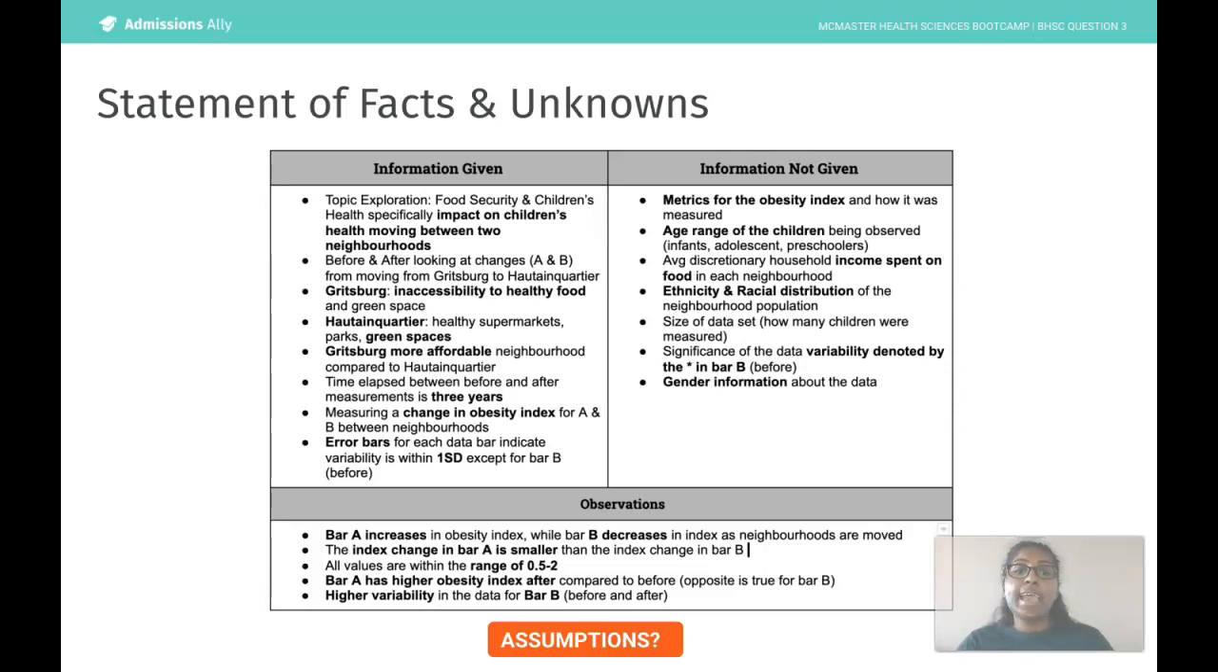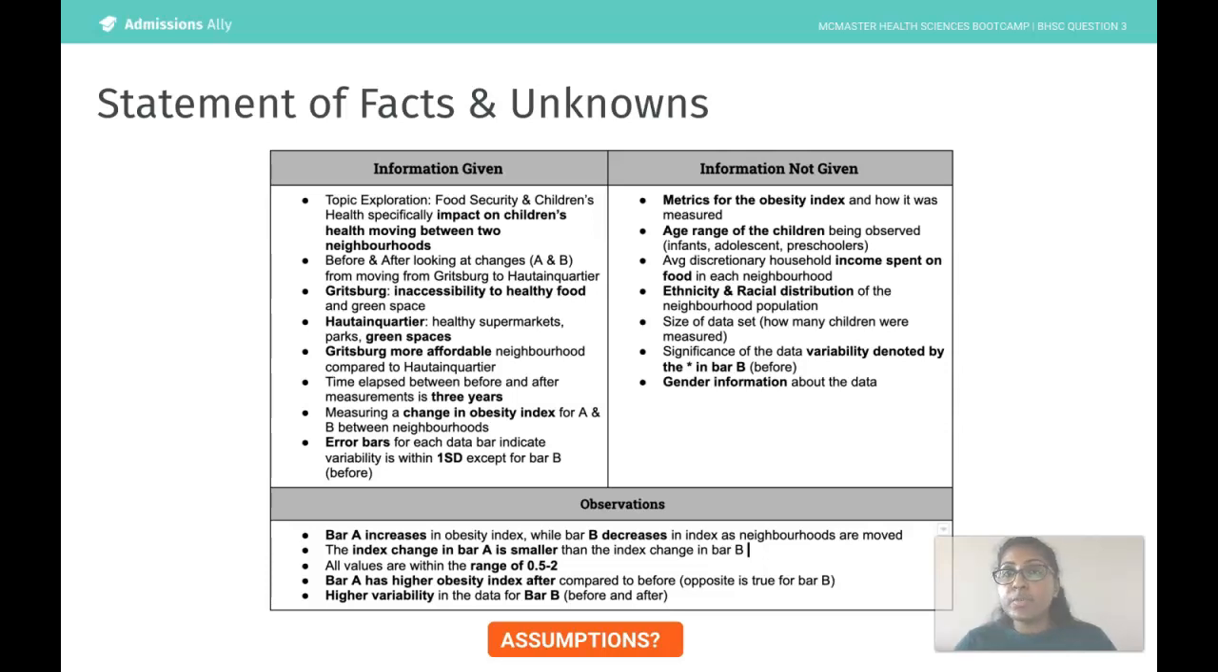We're also looking at changes in the obesity index. That's the trend that's being observed between A and B. And then we have some error bars. That's one standard deviation. What does that mean? What's the significance of that? We don't really know that yet. And that's something that we can further research.